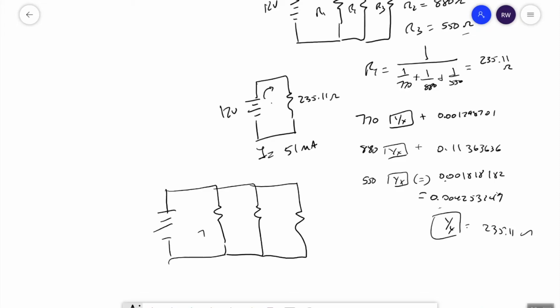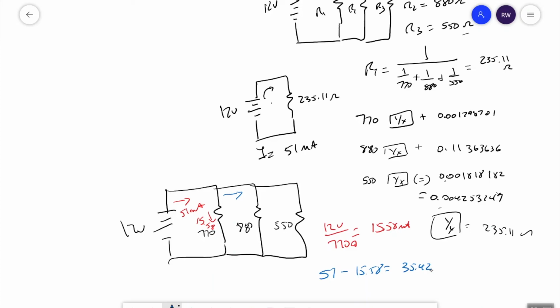And this one was 770, 880, 550. This is 12 volts. Now I know my current is 51 milliamps. So the current through the first resistor is going to be 12 volts divided by 770, which is 15.58 milliamps. So 15.58 of it is going here. That means coming out the other way is 51 minus 15.58, which is 35.42.